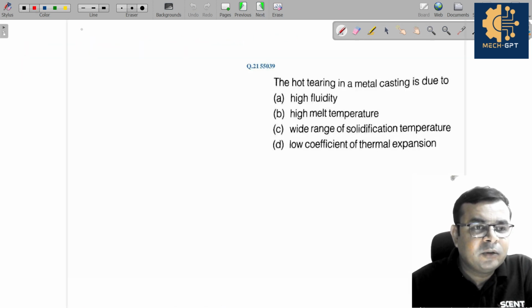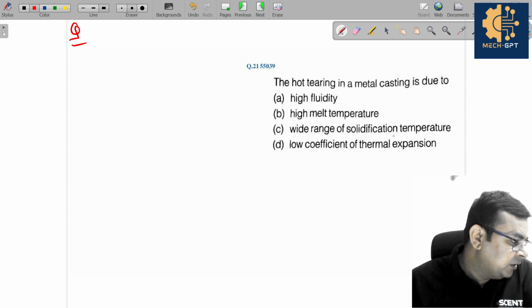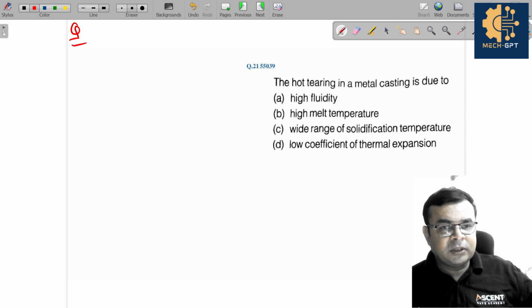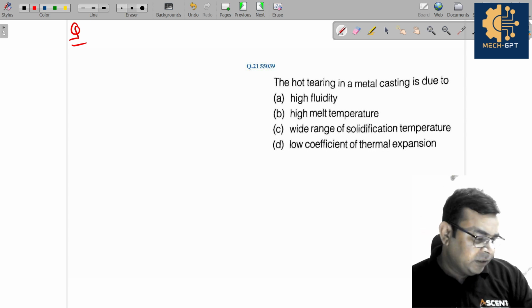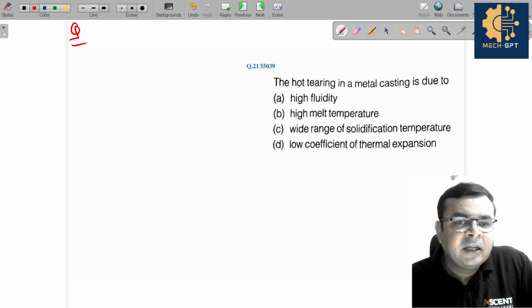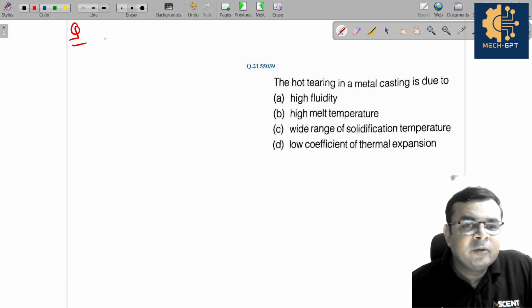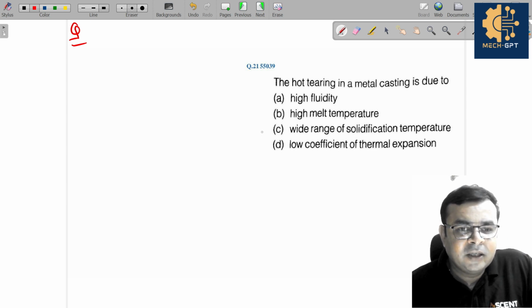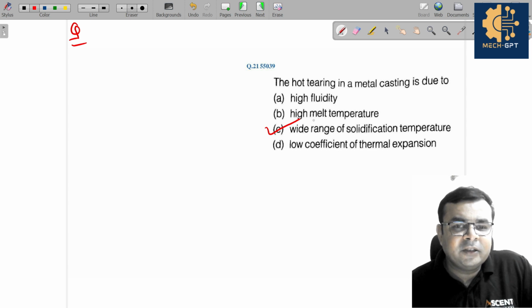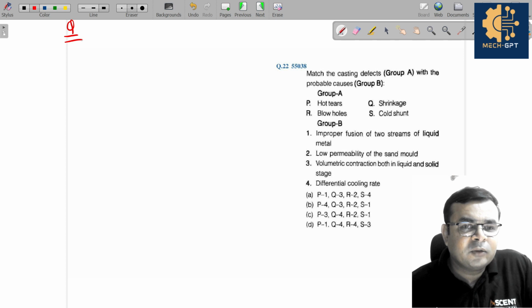Okay, let's see another question. The hot tearing in a metal casting is due to: high fluidity, high melting temperature, wide range of solidification temperature, low coefficient of thermal expansion. If I talk about this question, hot tear means when thermal stress is induced in the material, then due to different solidification at different zones, we get hot tear kind of defects. So the correct answer for this is wide range of solidification temperature. Is that clear?